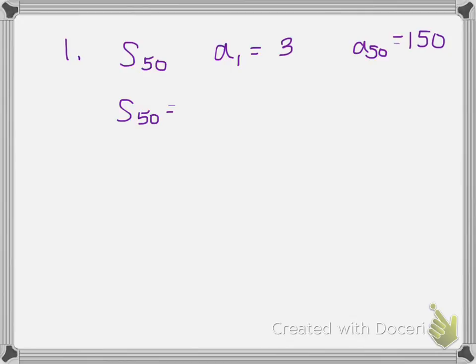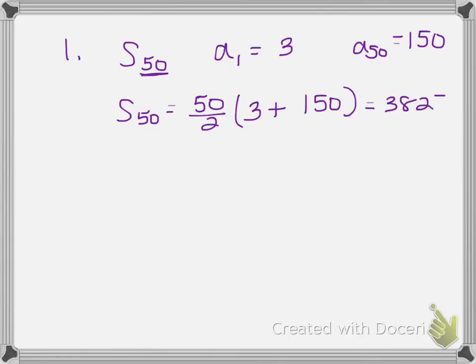S50 equals N over 2. This is telling me how many terms I want to add, so 50 has to be N, times A1 plus AN, or A50 since we're finding the 50th term. And on this you get 3,825. That one's easy as long as they give you the information that you need.